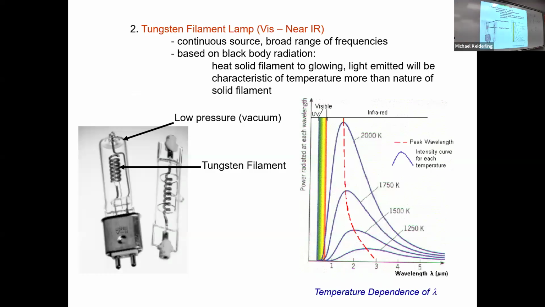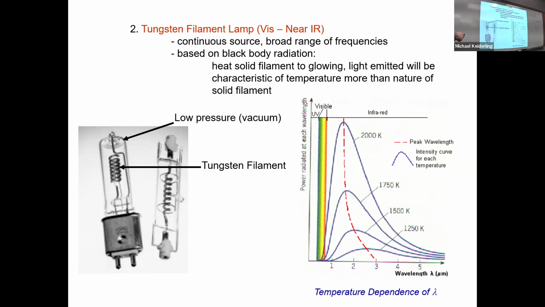Most common, the tungsten filament lamp. It's like a classic light bulb. It's a continuous source with a broad range of frequencies. It's based on black body radiation, which is well understood. It has a nice consistent wide range of wavelengths. You heat a solid filament up to glowing. The light emitted will be characteristic of the temperature more than the nature of the filament. It's a tungsten filament because tungsten has a really high melting temperature.